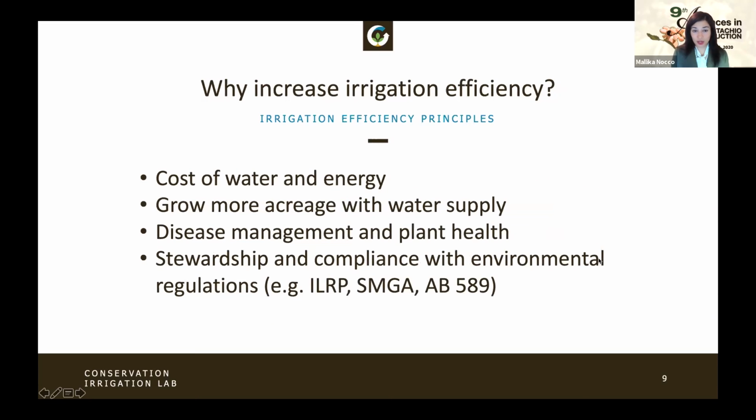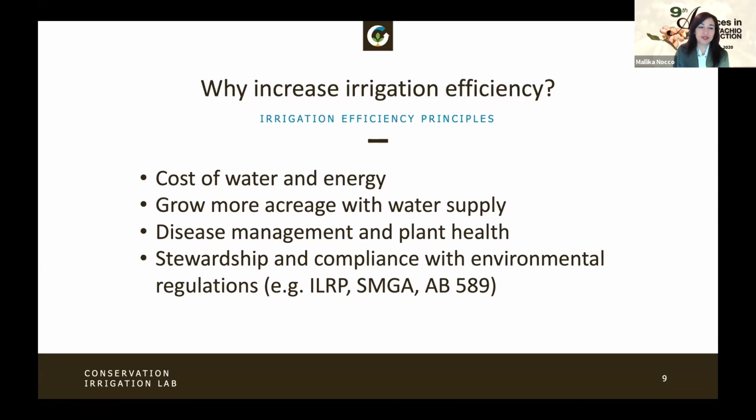So why would you want to increase your irrigation efficiency? Hopefully this part's not rocket science. I'm thinking that many of you have an interest in doing this just because of the cost of water, the cost of energy. You can grow more acreage with a greater water supply or more efficient use and control of your water supply. Disease management and plant health, we're going to get to that a little bit more with the distribution uniformity component, as well as stewardship and compliance with environmental regulations.